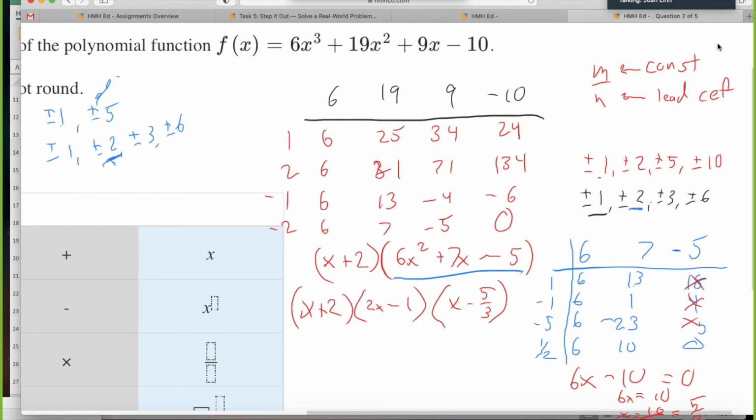Yeah. So our zeros are, yeah, I got that wrong. That should be a plus. So our zeros are -2, -5/3, and 1/2. So as you can see, these problems can get hairy real quick. So let's see what else we got.